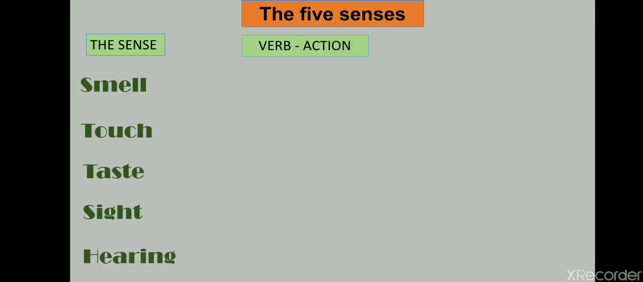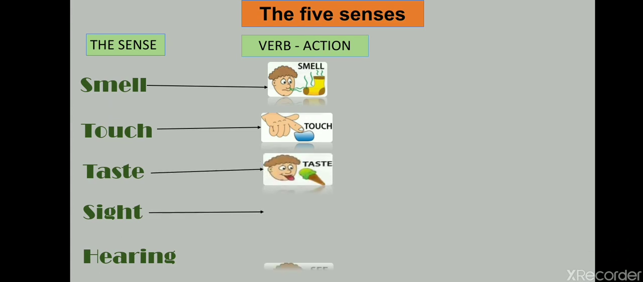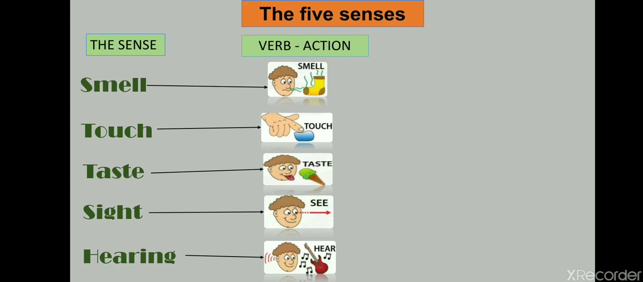With the senses, we're going to have some verbs or actions. Smell is the verb smell, the same. Touch is touch, the same verb. Taste is taste. Sight is see, the verb is see. Hearing is hear. I repeat the verbs or actions that you can use with the five senses: smell, touch, taste, see, and hear. All right, let's continue with the other list, parts of the body.